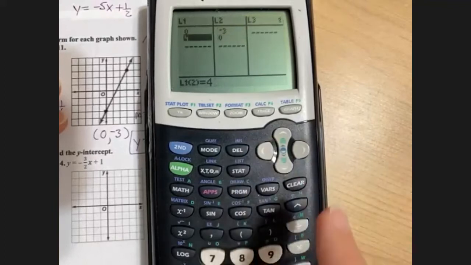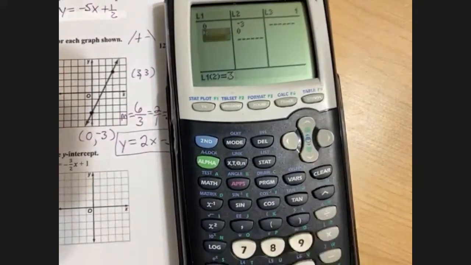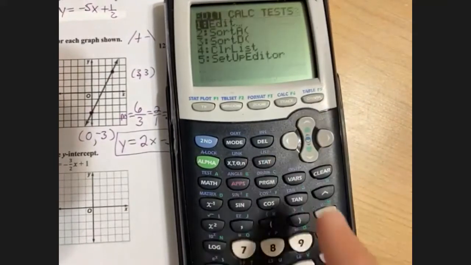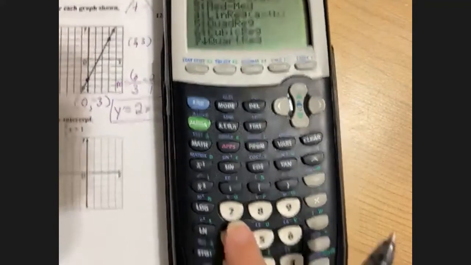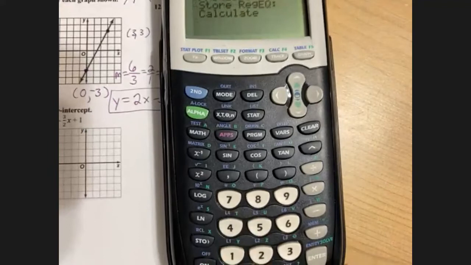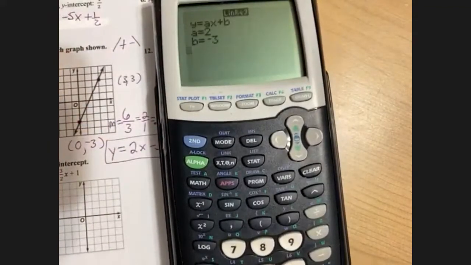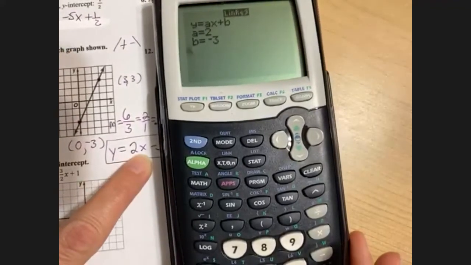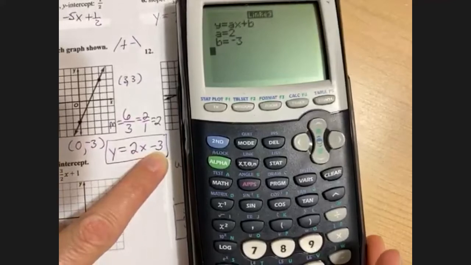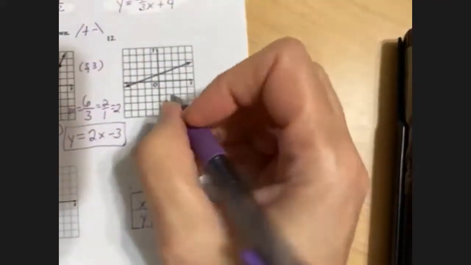And then my other point is, what did I have? 3, 3. And I'm going to put my 3, hit my stat button, calculate, 4 for LinReg, and some of you aren't seeing this, the 4 for LinReg, enter, enter, enter, enter, enter. And I wind up getting A is 2. So I have y equals 2x minus 3. And there's my equation.